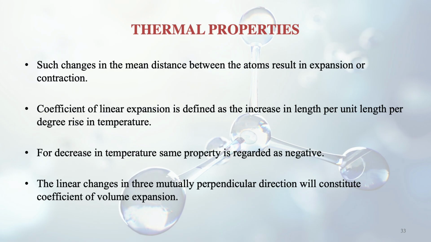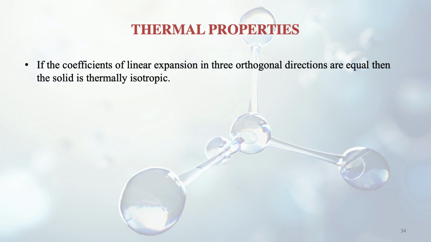The linear changes in three mutually perpendicular directions constitute the coefficient of volume expansion. If you see the x, y and z directions and the specimen is three-dimensional, then there will be linear changes in every direction. When we account for all three, it is called the volume expansion. If the coefficients of linear expansion in three orthogonal directions, x, y and z, all three axes at 90 degrees to each other, are not equal in all directions, then the material is not isotropic. If they are equal, then it is thermally isotropic.